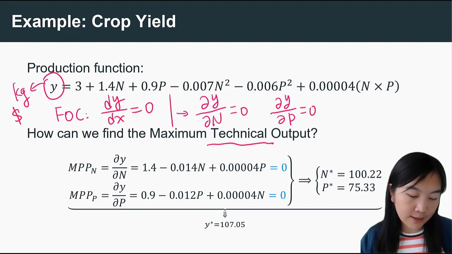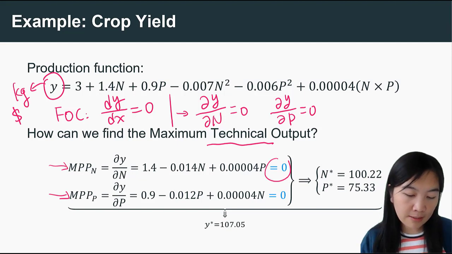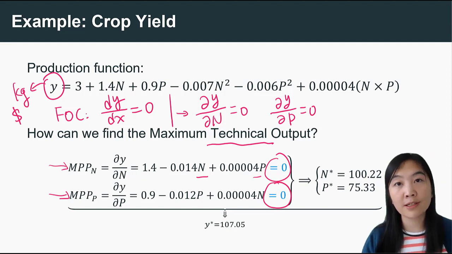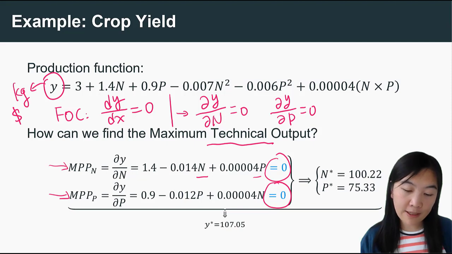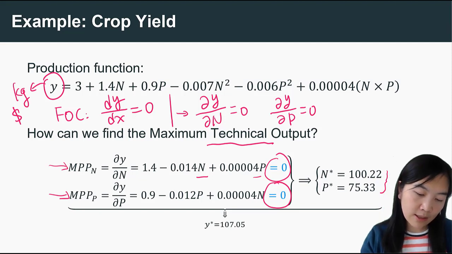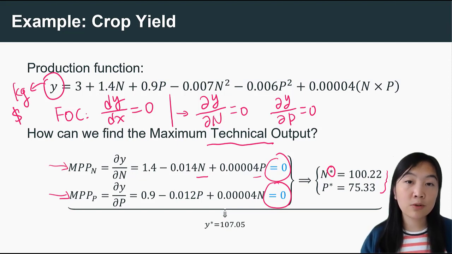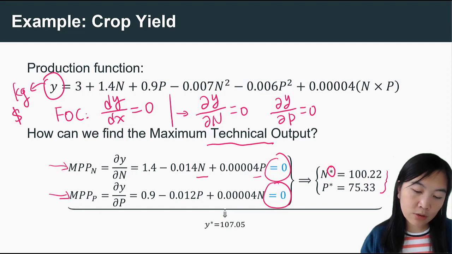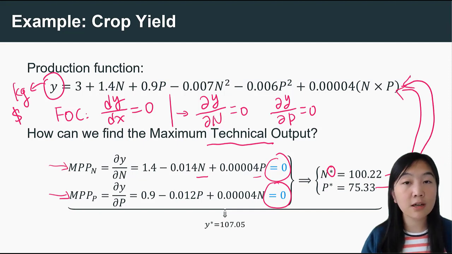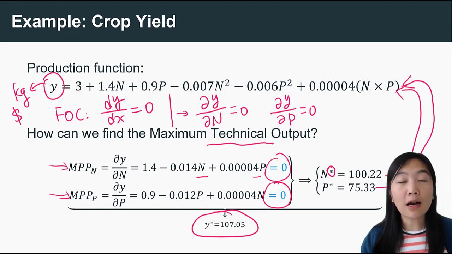So to find that, we first find the MPP for the two inputs. We set them equal to 0, and then we have two unknowns and two equations. Using substitution, we will be able to solve for the optimal N and optimal P. Once we say that's optimal, we put a star here to indicate that's the optimal input use. If you get those two optimal input levels, then plug them back into your production function, and you will get the maximum technical output.